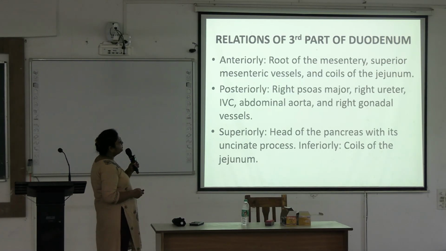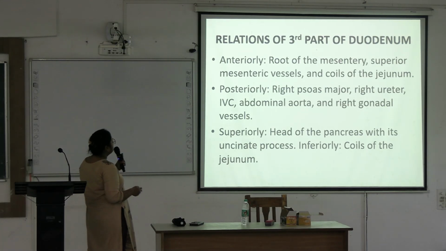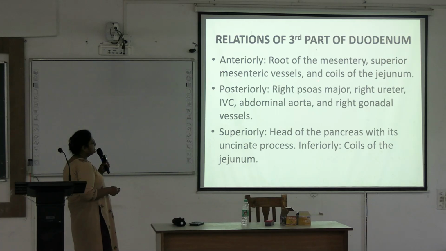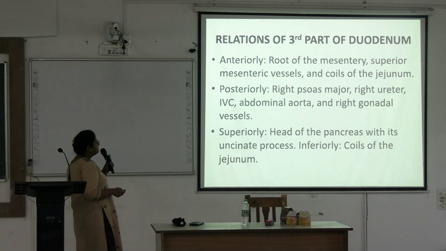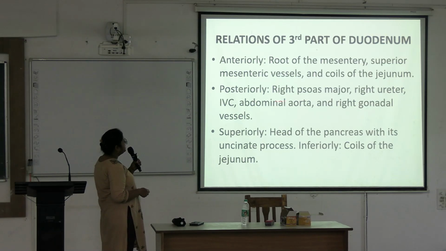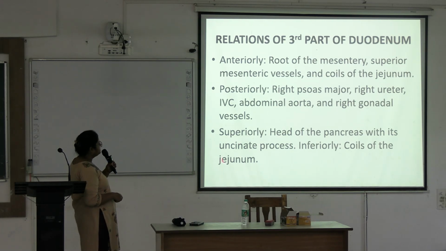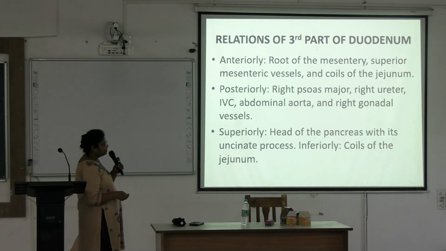Next, we are going to the relations of the third part of the duodenum. Anteriorly lies the root of the mesentery, superior mesenteric vessels, and coils of the jejunum. Posteriorly lies the psoas major, right ureter, IVC, abdominal aorta, and right gonadal vessels. Superiorly lies the head of the pancreas with its uncinate process, and inferiorly coils of the jejunum.